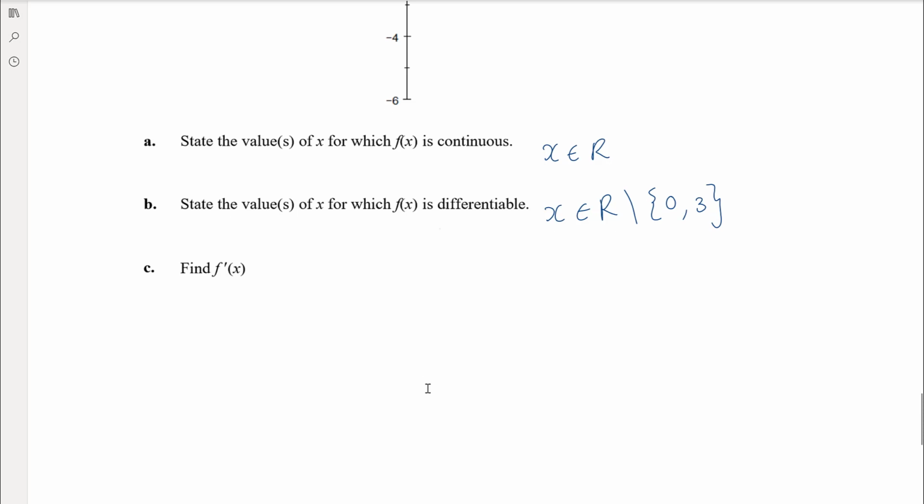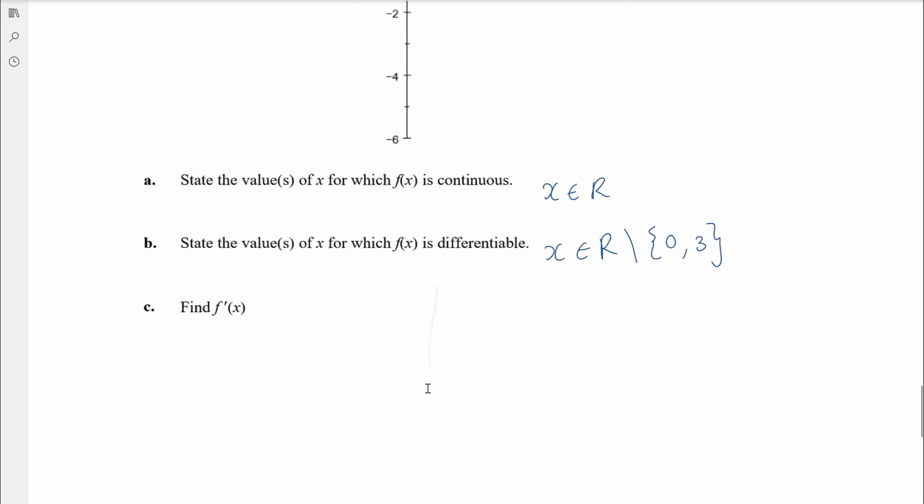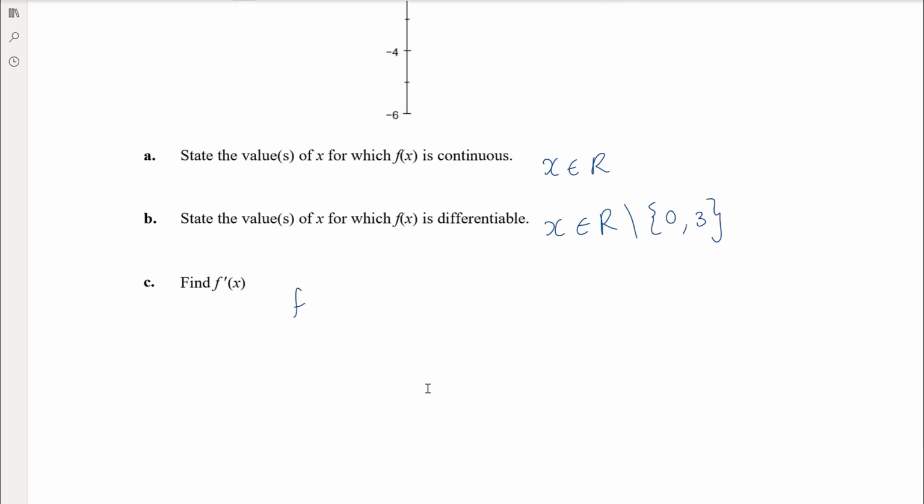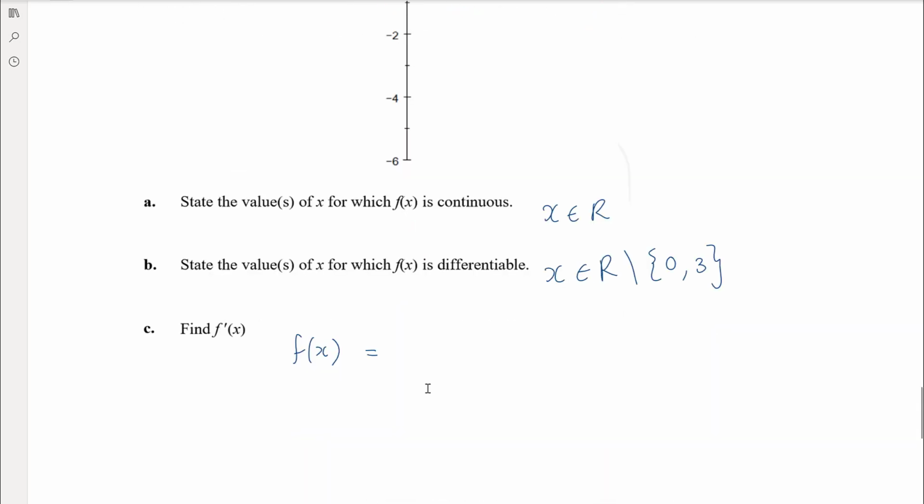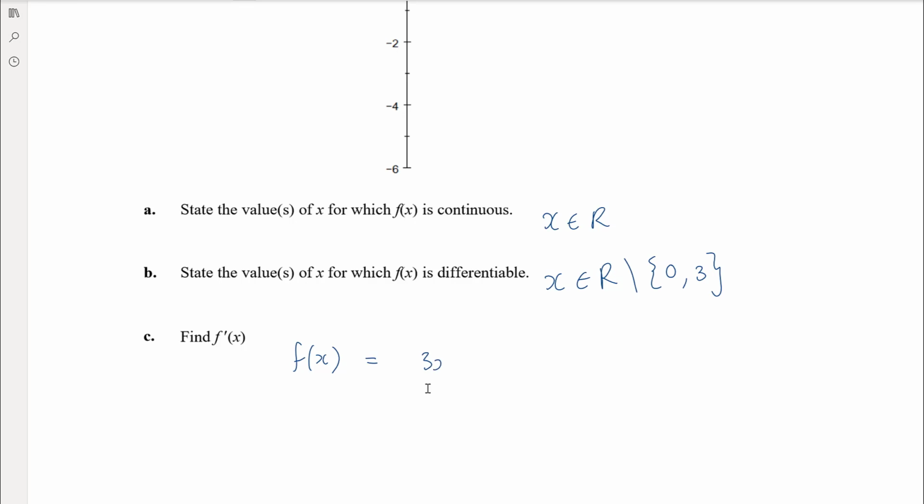Then we want to find f dash x. Okay, let me just write f of x down here so that we can see it on screen. So f of x, now I fixed it, so it's 3x minus x squared when x is between 0 and 3 inclusive, okay, and it is x squared minus 3x when x is less than 0 or when x is bigger than 3.